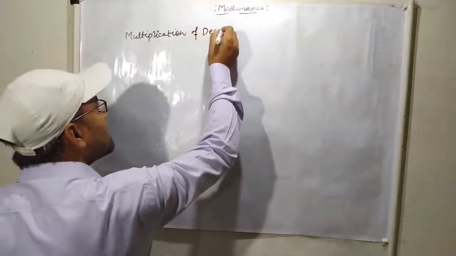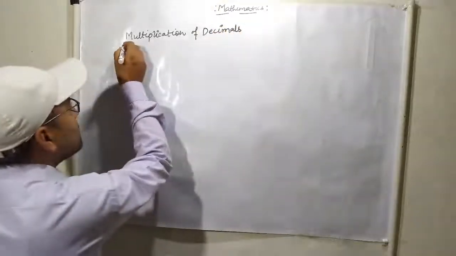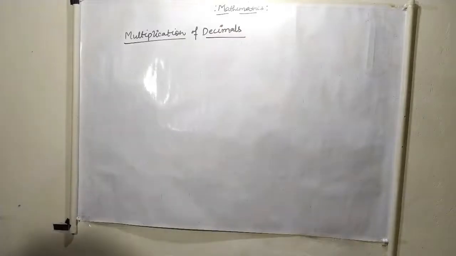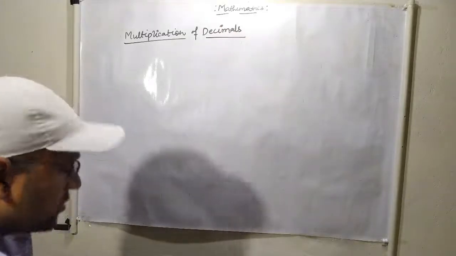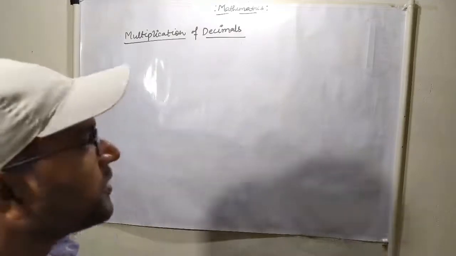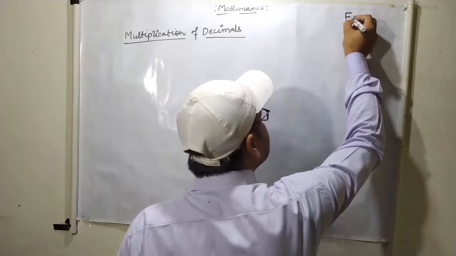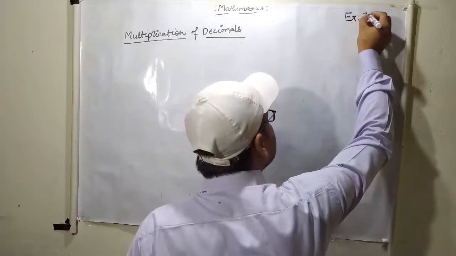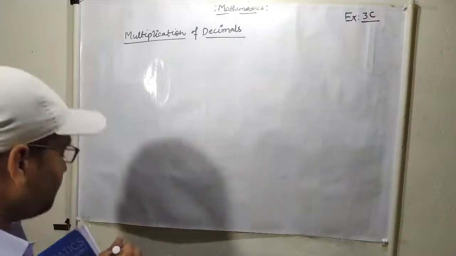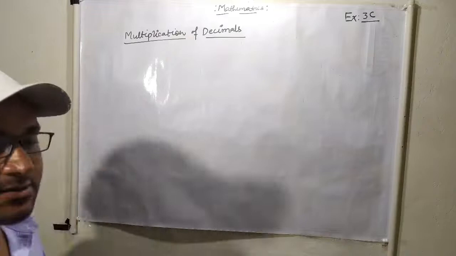So now today's topic is multiplication of decimals. In this one, a few rules are there. I want to explain them one by one, which is helpful for solving your exercise 3C. After completing these rules, I'm going to start your exercise 3C.